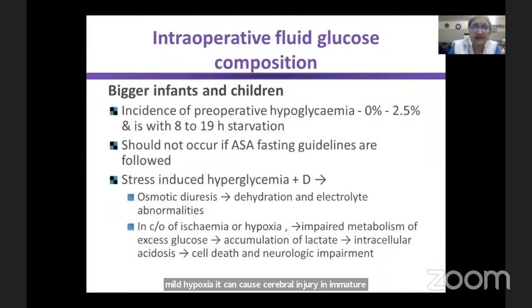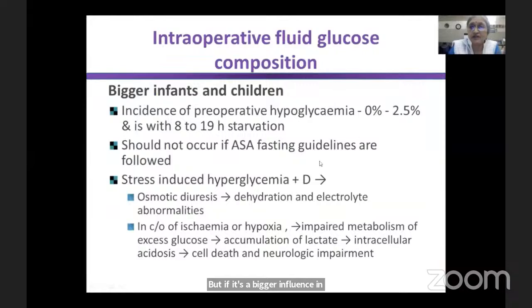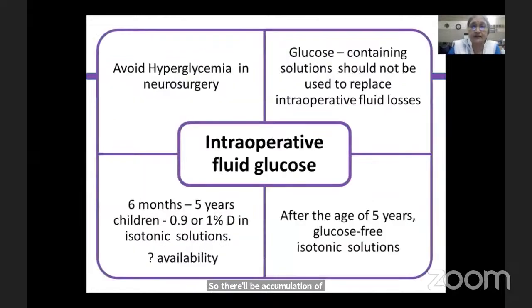But in bigger infants and children, the incidence of preoperative hypoglycemia is very low and should not occur if you are following the fasting guidelines. In fact, stress-induced hyperglycemia plus dextrose can cause osmotic diuresis, which can lead to dehydration and electrolyte abnormalities. And in case of ischemia or hypoxia, there will be impairment of metabolism of excess glucose. So there will be accumulation of lactate, which will cause intracellular acidosis, cellular death, and neurological impairment. So we have to avoid hyperglycemia in neurosurgery.